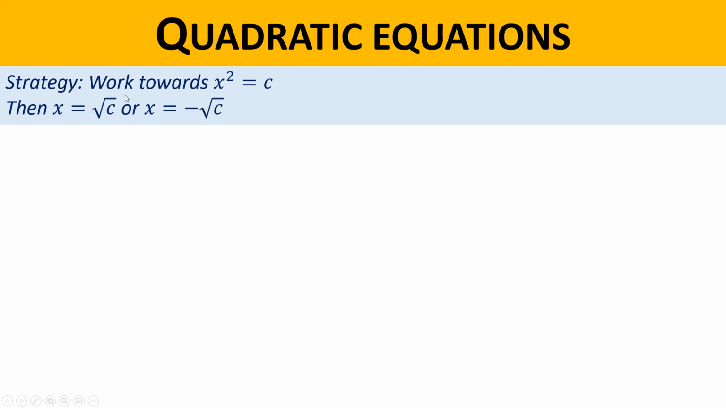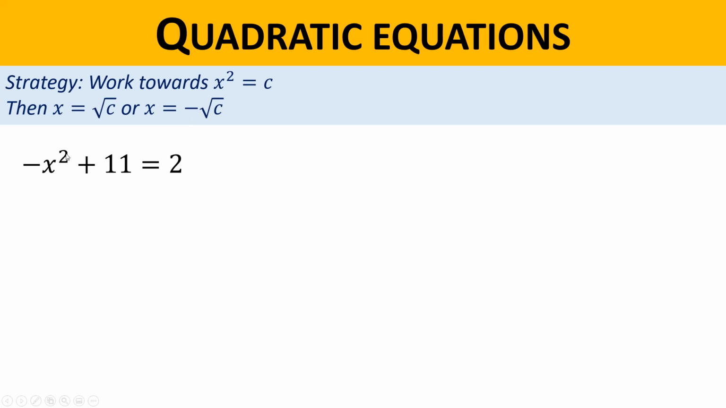So in all of these examples for now, our strategy will be to work towards this form, x squared on the left-hand side and some number on the other side. And then our final step will be to say, oh, then x is the square root of that number, if that is possible, or it is minus the square root of that number. So let's look at a few examples there.